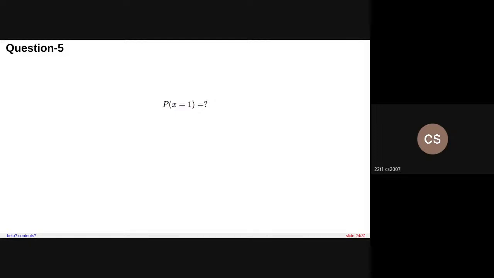So what is p of x equal to 1? What expression can you write? Alpha p plus 1 minus alpha q. Okay, so I'll just break it down. There are two steps in a coin toss. In making an observation, what is the first step? Picking a coin. So what is the probability of picking the first coin? Alpha. Okay, so if I index the coin as 1 and 2, z equal to 1 is coin 1, z equal to 2 is coin 2, then I'm going to write the following expression.